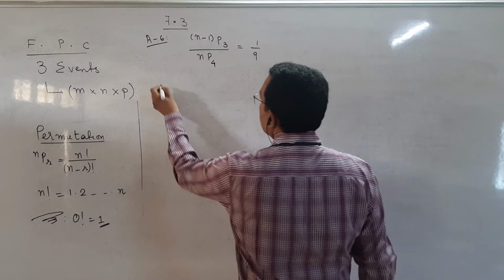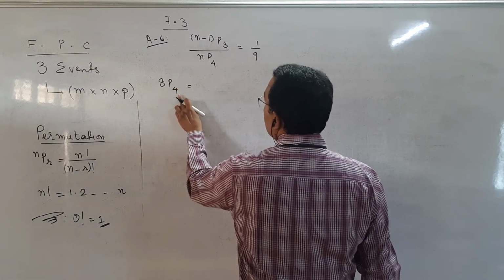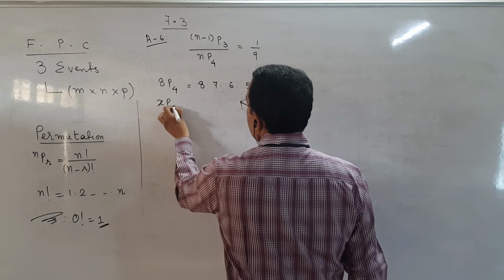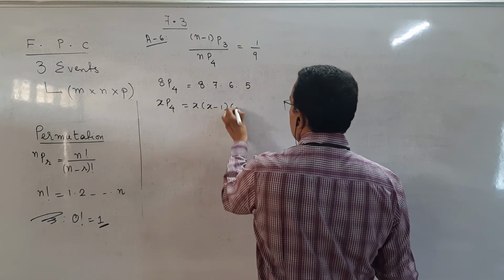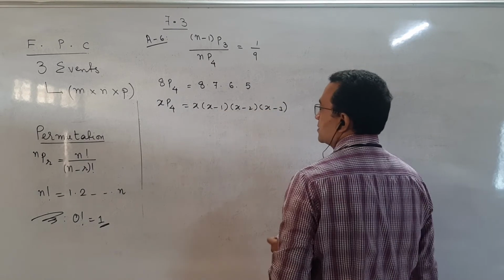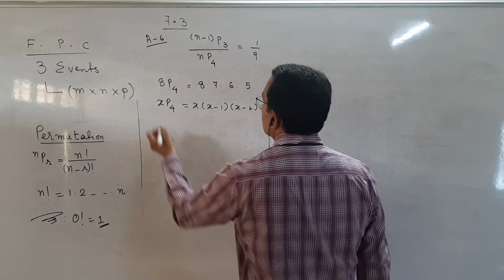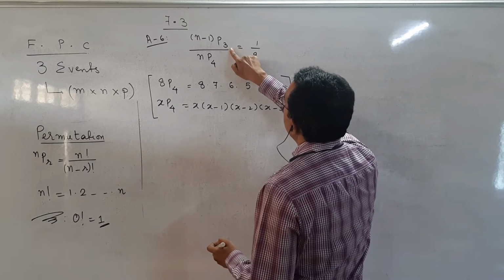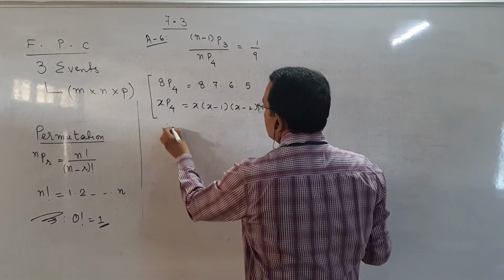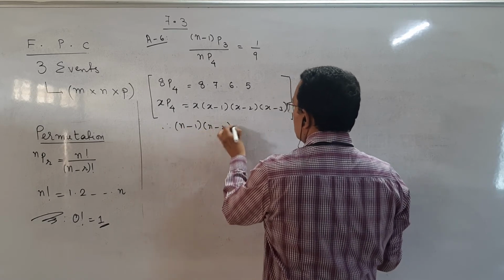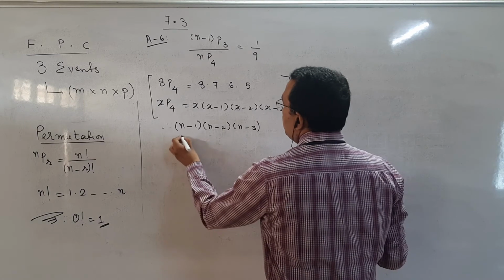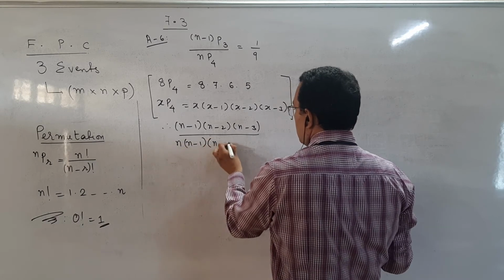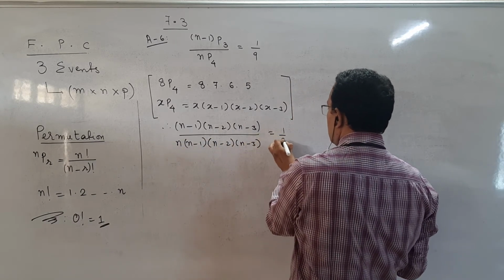Now remember, if it is 8P4, we write 4 decreasing factors from 8. So 8, 7, 6 and 5. Suppose it is xP4, we write 4 decreasing factors from x. So this, my students, all of you remember. So (n minus 1)P3 means write 3 decreasing factors from n minus 1. So it will be n minus 1, n minus 2 and n minus 3. nP4, so write 4 decreasing factors from n: n, n minus 1, n minus 2, n minus 3, is equal to 1 by 9.